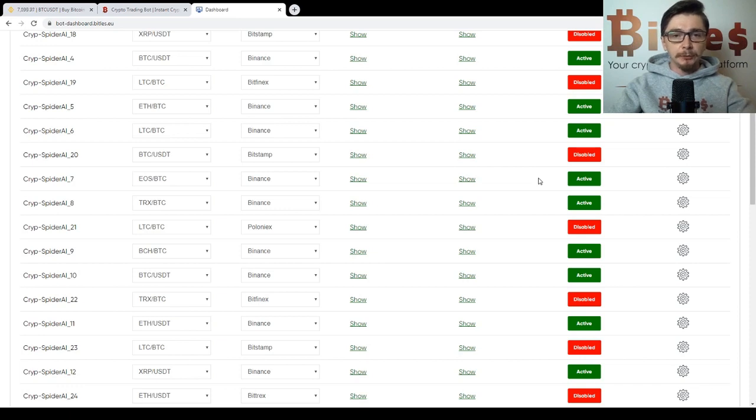Let me tell and show you everything by stages now. I want you to take a close look at our Cryp-Spider trading system and see how this works. First of all, I want to show you the control panel. You can see it on my screen. This is the control panel of our bots.